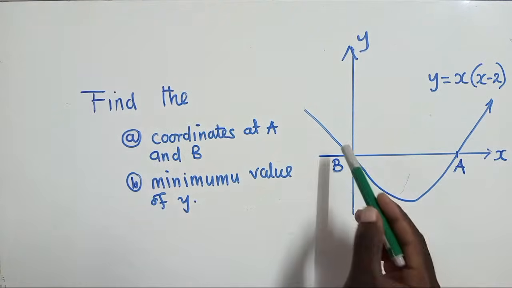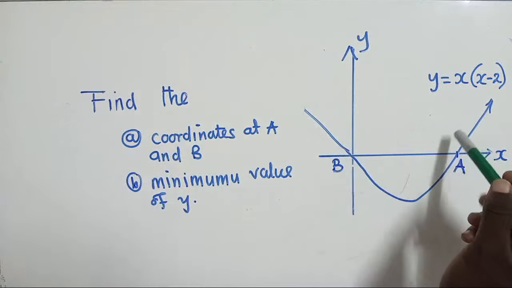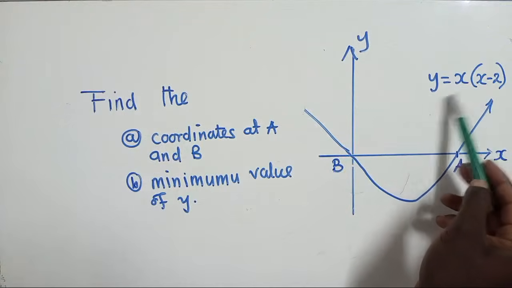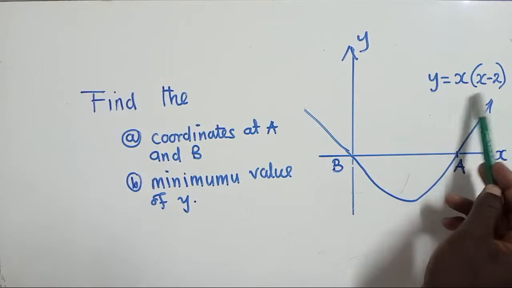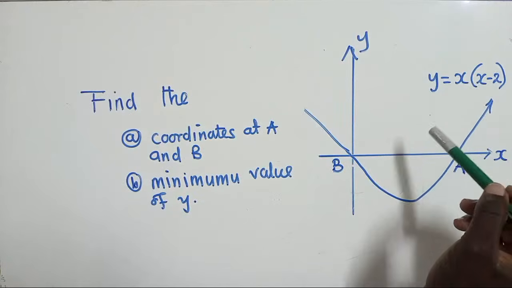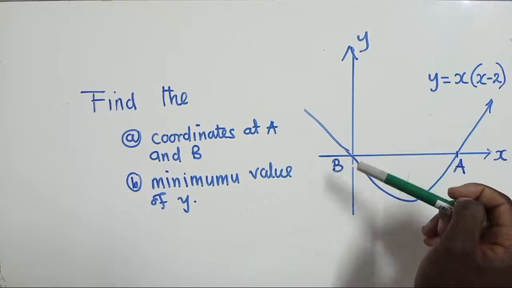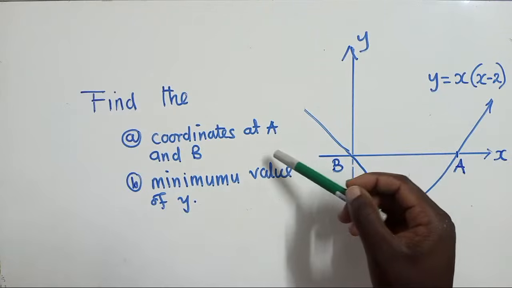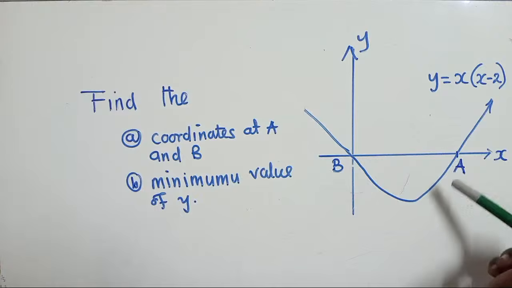Here we've been given a graph. If you can see nicely, this is a graph, and it's being represented by this right here. Hopefully you can see. And the first question here, they're saying find the coordinates at A and B.